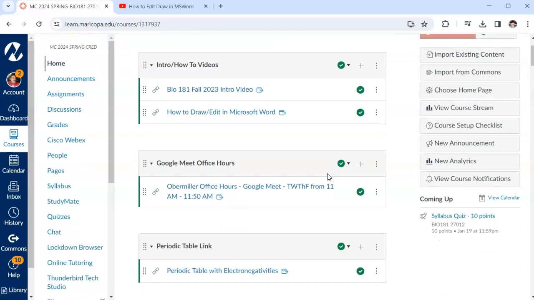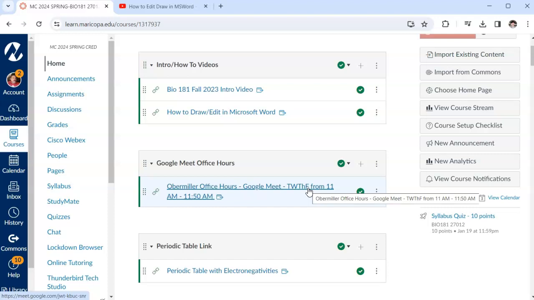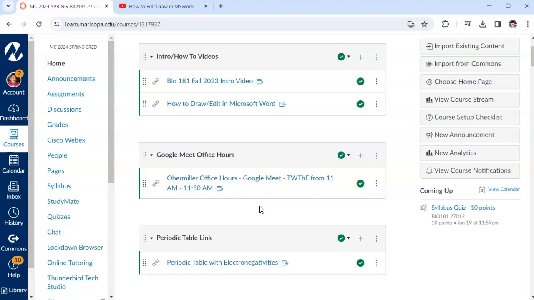These are my office hours. I'm going to have office hours every day of the week except Monday. Monday is reserved for grants and other things that I'm working on. My in-person office hours are Tuesday, Thursday from 11 to 11:50 a.m. But I'll also go on Google Meet during those office hours. If for whatever reason I forget to do that, just send me an email and remind me. Generally, I'm pretty good about that, but sometimes I forget.